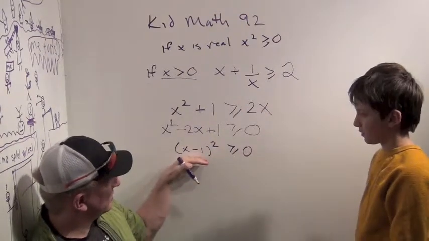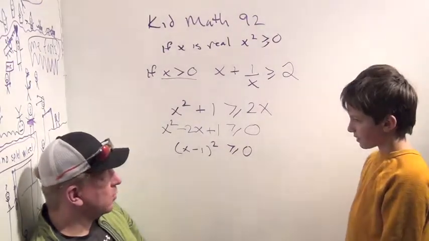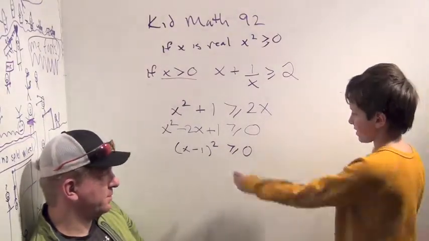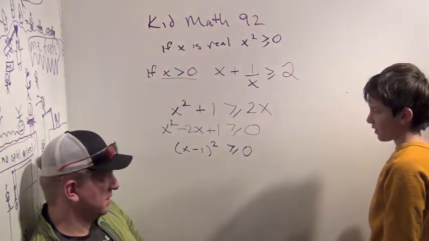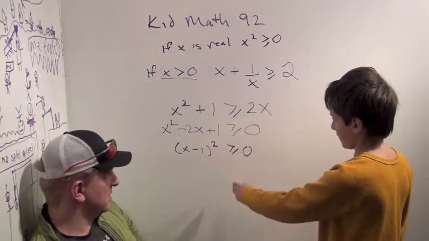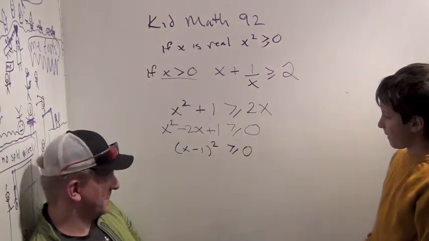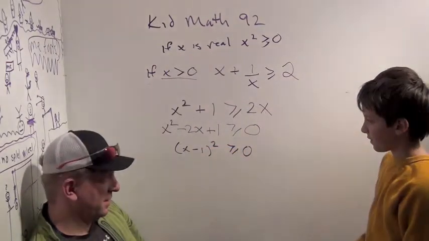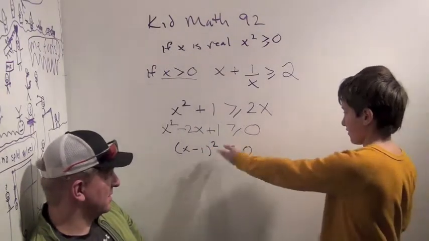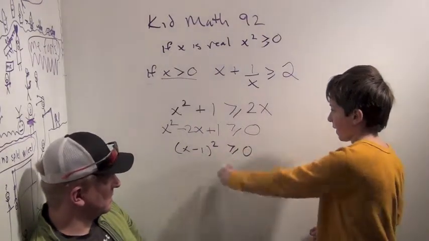Is x minus 1 squared always going to be greater than or equal to 0? Yes. Why? Because when x is negative, you have a negative squared, and that's positive. When x is 1, you have 0 squared, which is 0. And when x is bigger than 1, you have a positive squared.